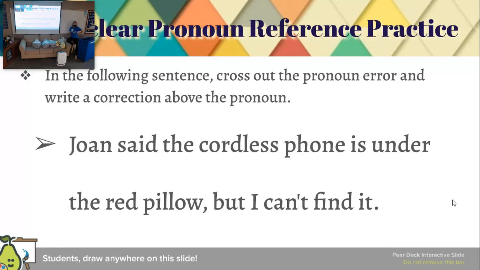So it doesn't matter what you guys chose. Okay, you could cross out it and write, I can't find the phone, or I can't find the pillow, I can't find the cordless phone, I can't find the red pillow. Okay, whatever you wanted to replace it with, that would be your correct revision. Is this making a little more sense? Do you guys want to do more practice, or do you just want time to work on your homework? Homework? All right, let's do homework.